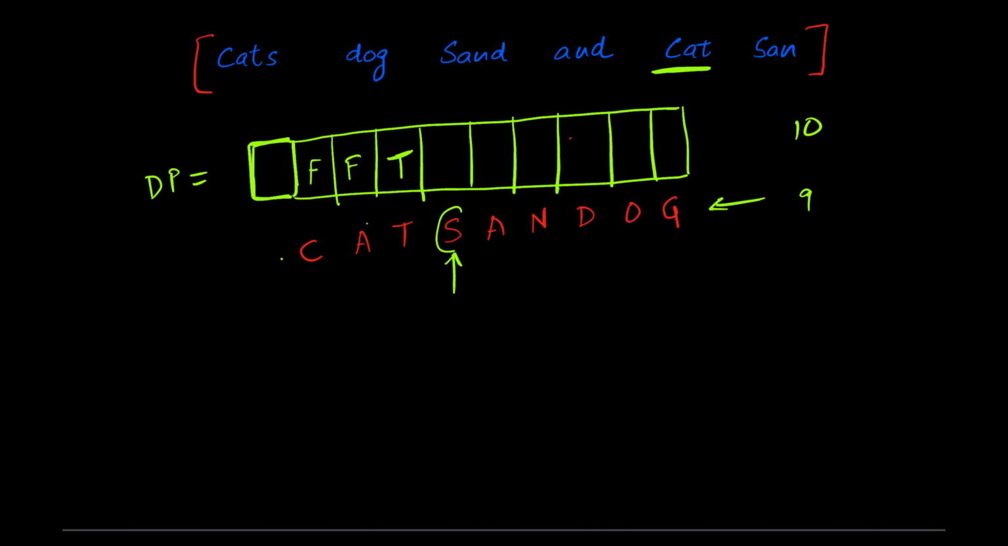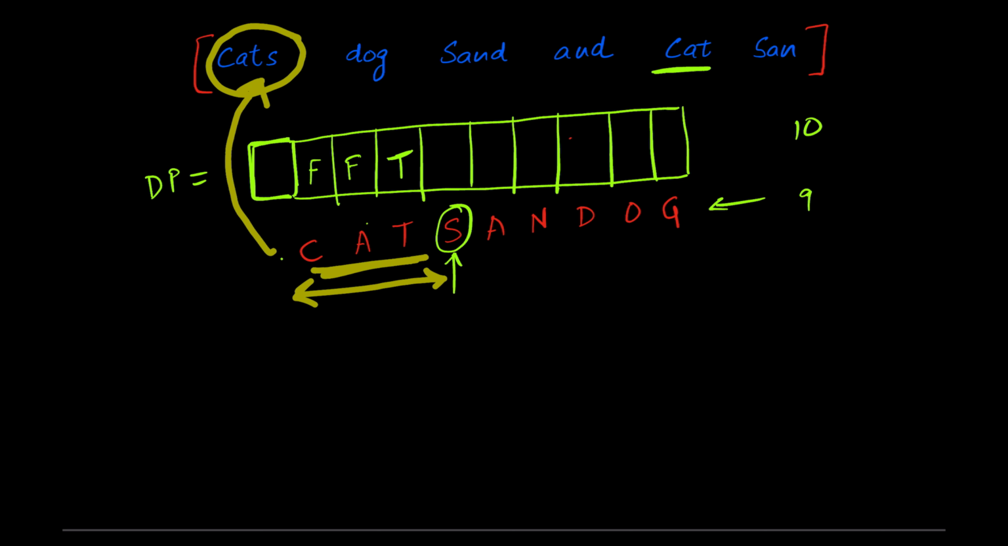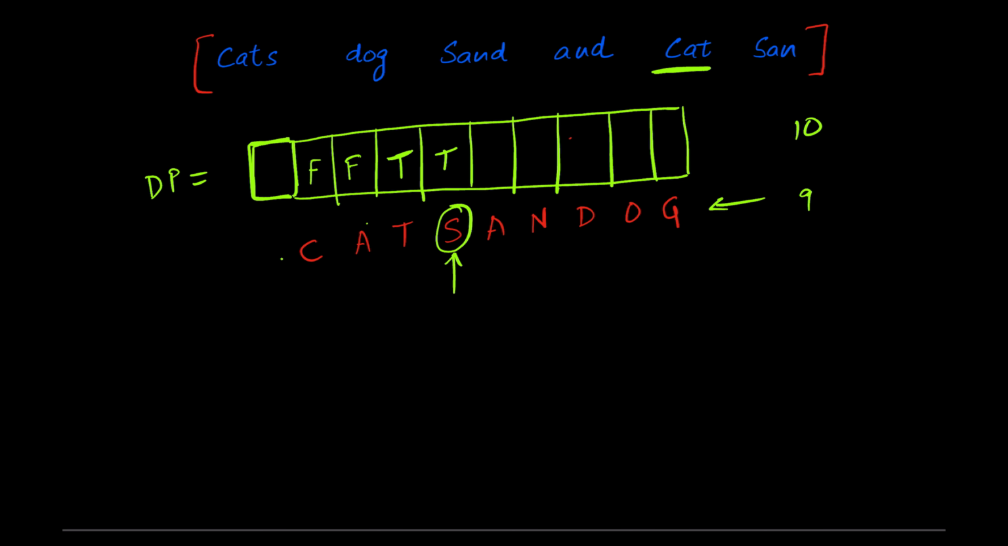Moving on to the next character, which is S. S does not exist by itself in the input dictionary. So we'll try to include more characters. So TS, does it exist? No, it does not. ATS doesn't exist either. CATS, yes, that word exists. So I'll save true to the array and increment the pointer.